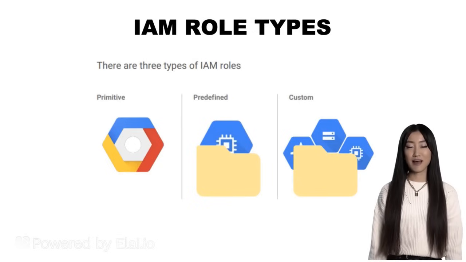For example, to manage virtual machine instances in a project, you have to be able to create, delete, start, stop, and change virtual machines. So these permissions are grouped together into a role to make them easier to understand and easier to manage. There are 3 kinds of roles in Cloud IAM. Let's talk about each in turn.